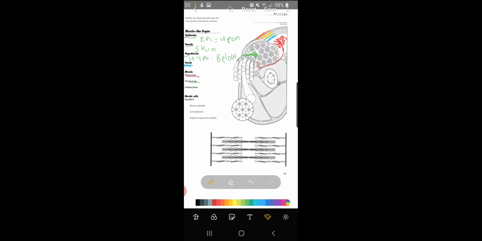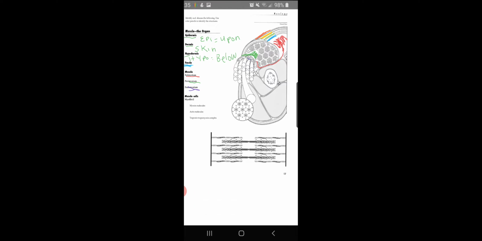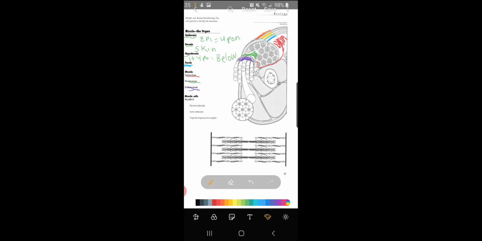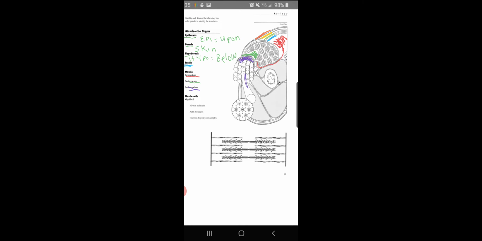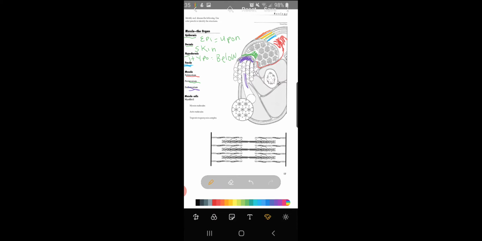And then endo means within. Let's drop that down there with some purple. Endo means within. Mysium means muscle. Within the muscle. Now we're actually talking about all these tissuey lines that are surrounding each individual muscle cell. Each little muscle fiber, I guess you could say. These are your muscle fibers. This stuff that's surrounding them inside the actual perimysium, that is going to be your endomysium. So make sure you have all those layers colored.